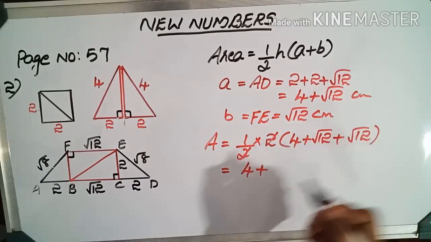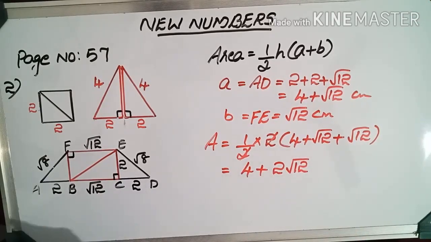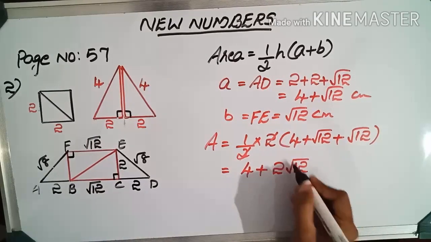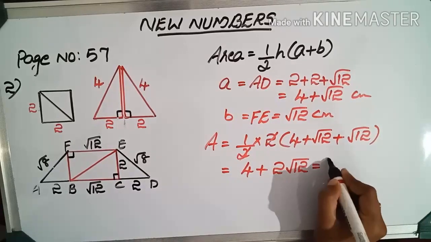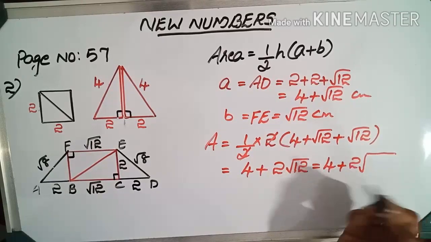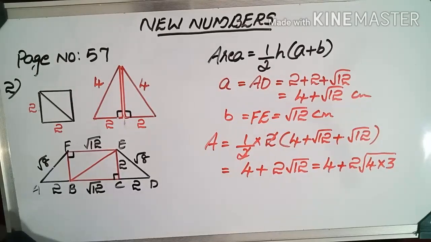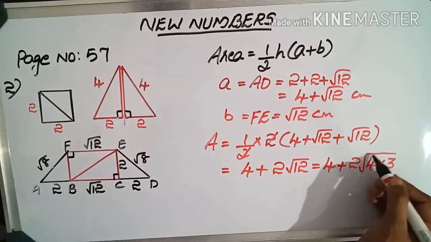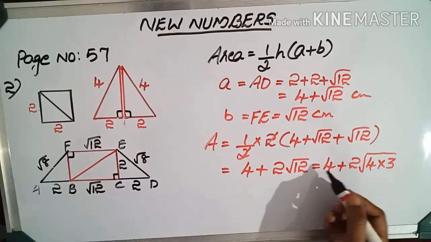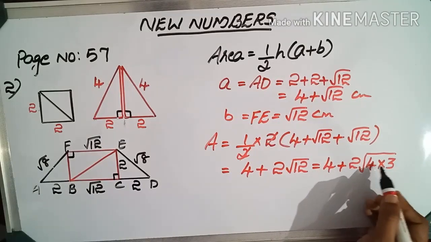How will we add root 12 plus root 12? It will be 2 root 12. Now, in order to simplify this, we have to split this root 12. That is 4 plus 2 root of 12, and 12 is a multiplication of which two numbers? 4 into 3. So we write 4 plus 2 root of 4 into 3. Why? Because root 4 we know. 6 into 2 is also possible, but 6 and 2 we don't know the root value. That's why we consider it as 4 into 3.